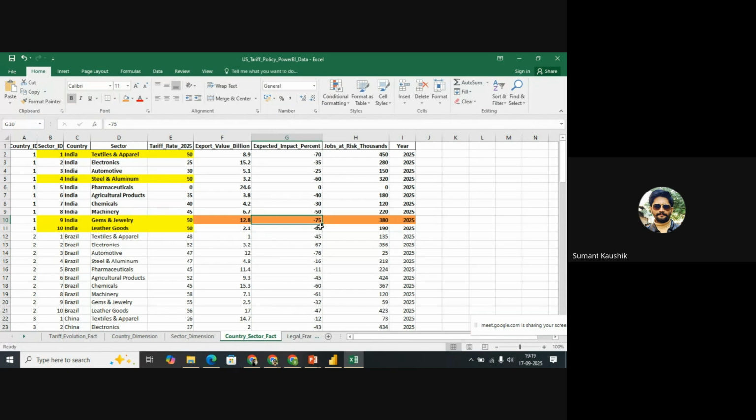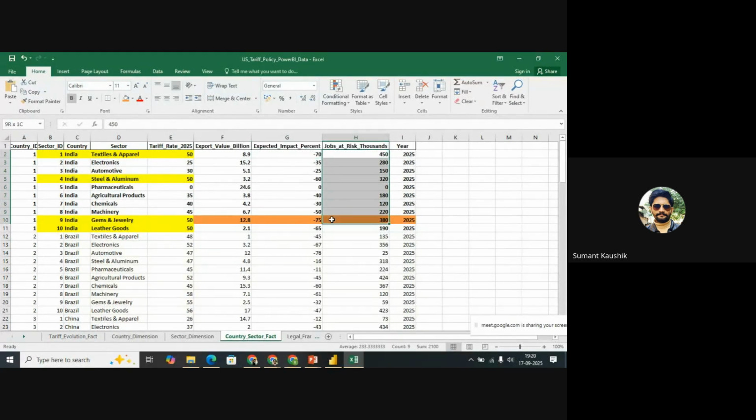Now the second sector where the effect will be more is the case of textiles. In the textile industry, we can see the impact will be about 70%, though less than gems and jewelry, but the expected impact will be 70%. So there will be a 70% fall in the exports, or that is the expected impact percentage, because the trade volume is high. So the second sector which will be affected most will be textiles and apparels because we are exporting about $8.9 billion in the form of textiles and apparels. And yes, there will be a huge job loss, that is about 450,000.